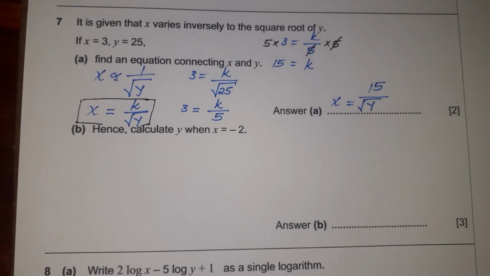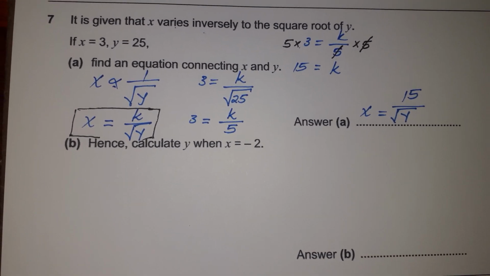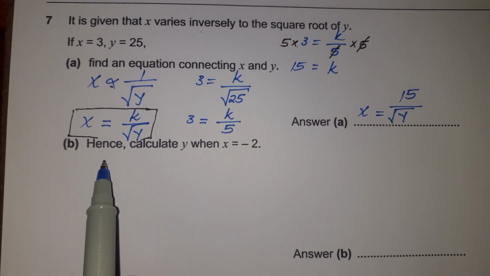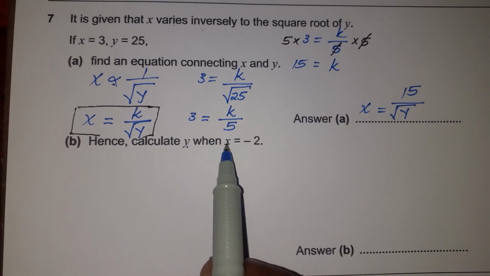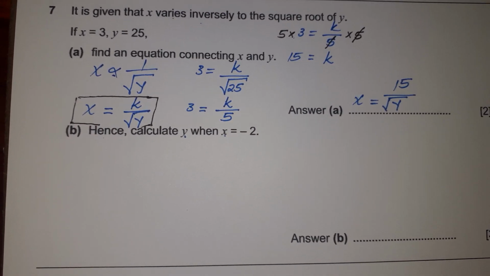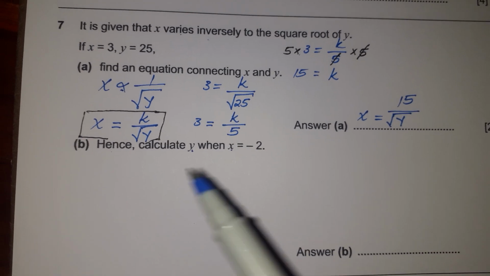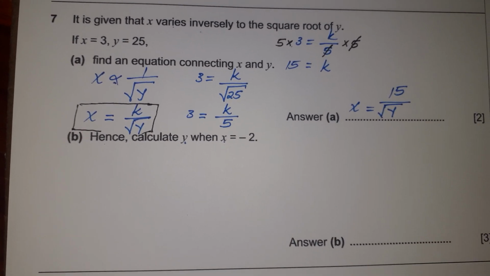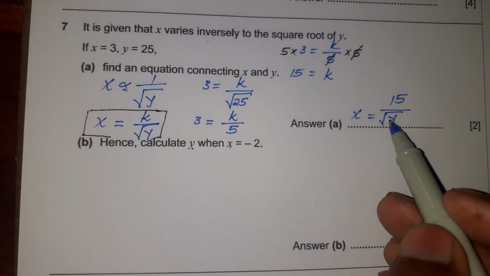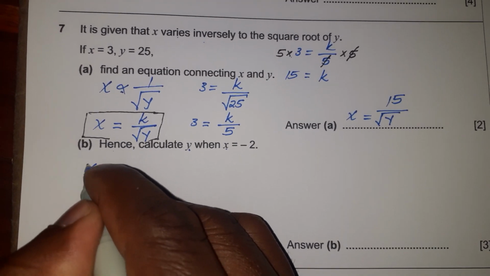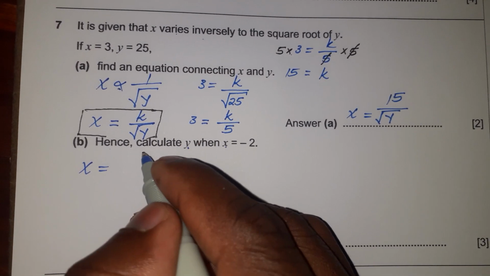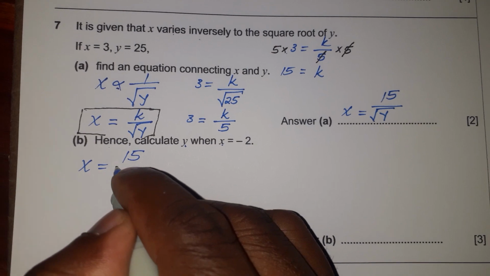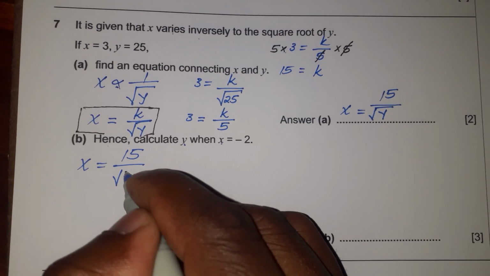Let's look at question B. Now we have to find y when x is equal to -2. You can see that these two questions are following each other. That means we have to use that equation. We rewrite that equation, x is equal to 15 over square root of y.